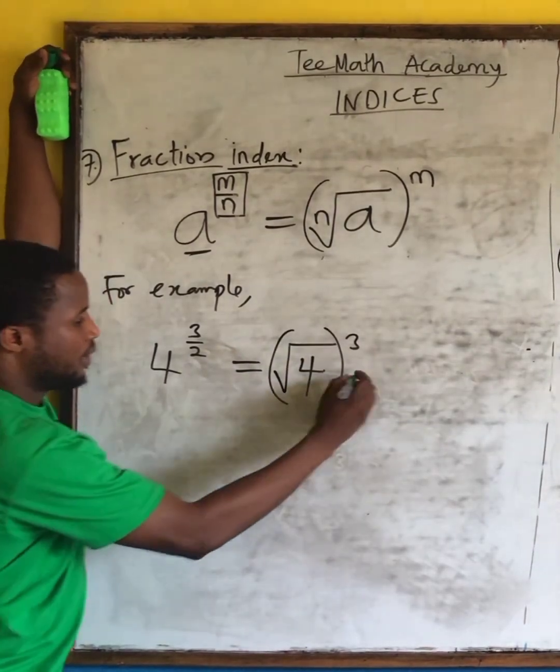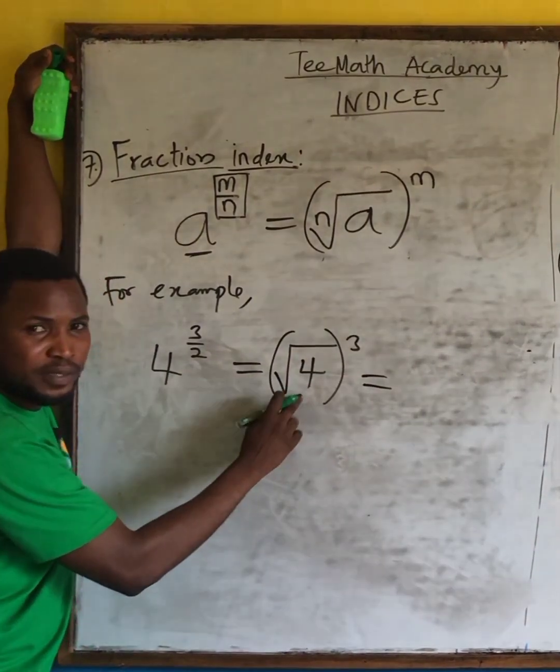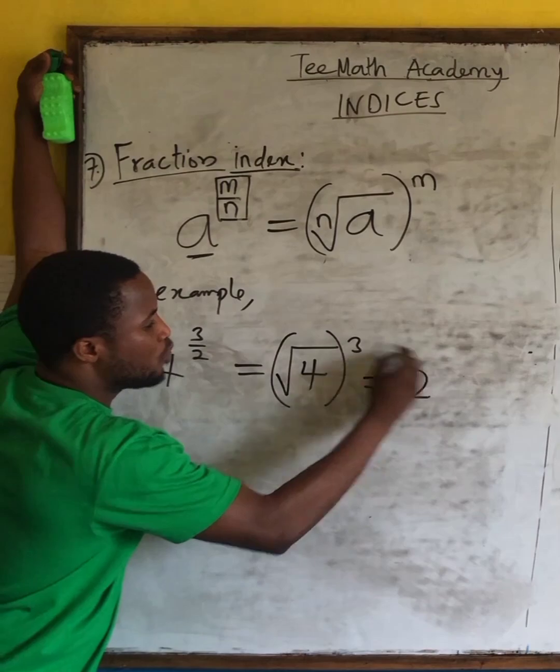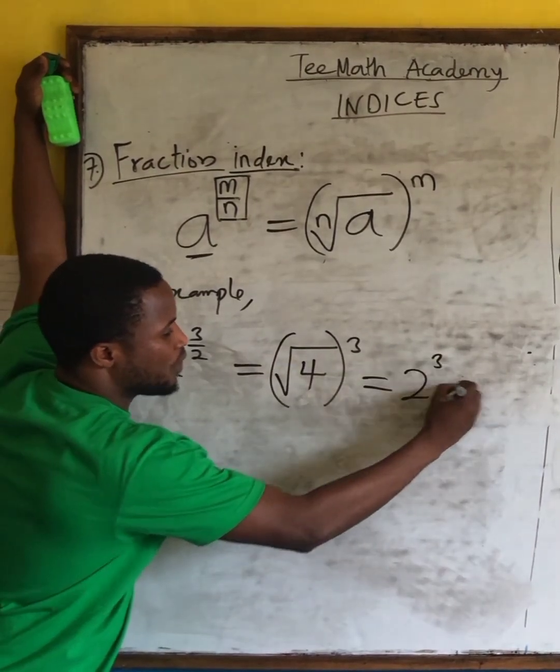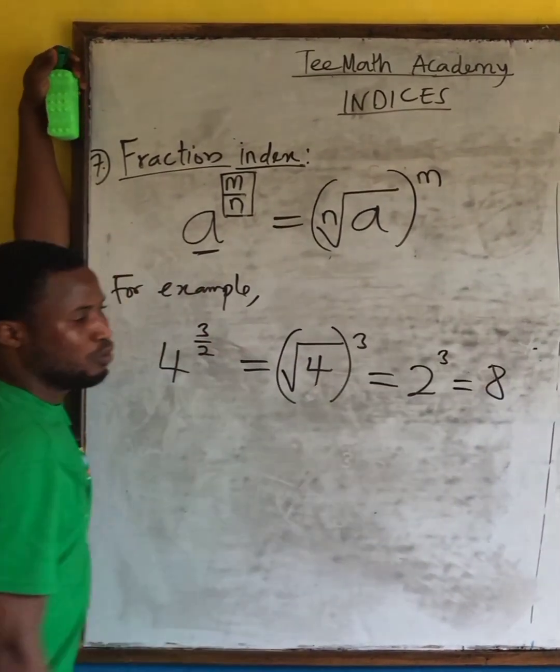Then I proceed by saying, what is the square root of this 4? It is 2. Then 2 raised to power 3. That is 2 times 2 times 2, which is 8.